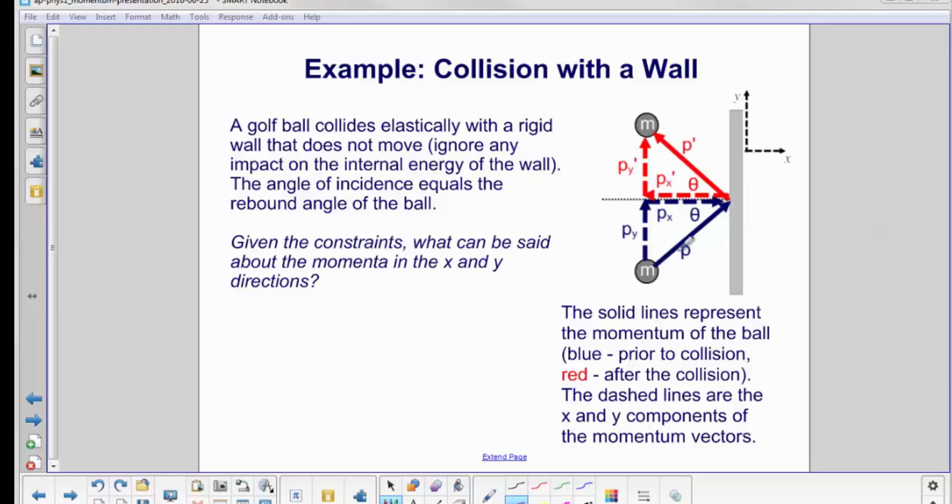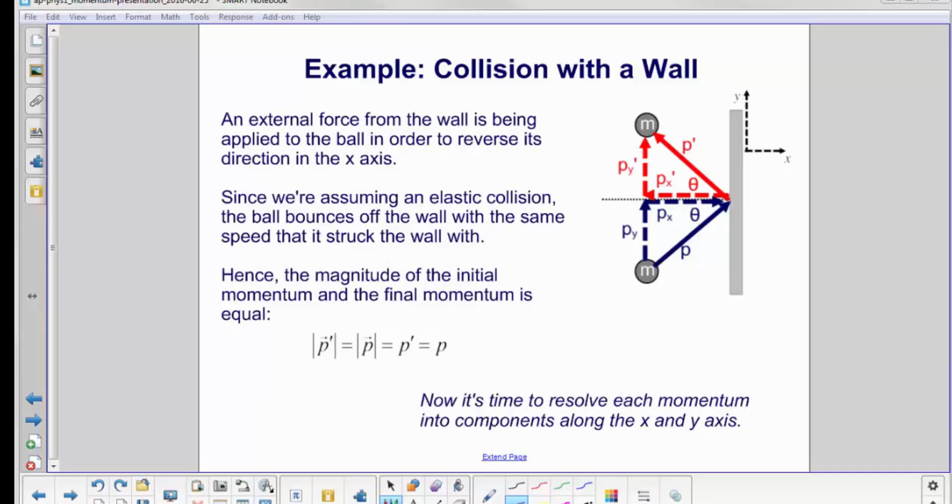The solid lines show the actual momentum of the ball. So here's P, here's P prime, and the dashed lines show the resolution into the x and y components. We're not considering the wall to be part of the system here, and we have an external force that's being applied to the ball in order to reverse its direction. Now, what is that force?